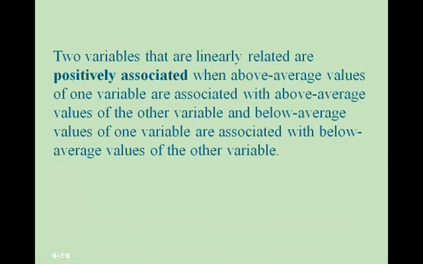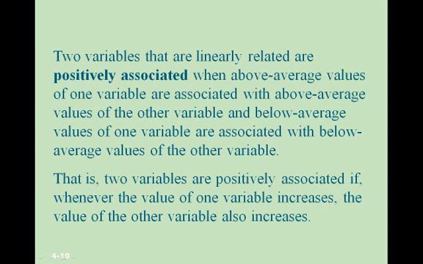Two variables that are linearly related are positively associated when above average values of one variable are associated with above average values of the other variable, and below average values of one variable are associated with below average values of the other variable. That is to say, two variables are positively associated if, whenever the value of one variable increases, the value of the other variable also increases.